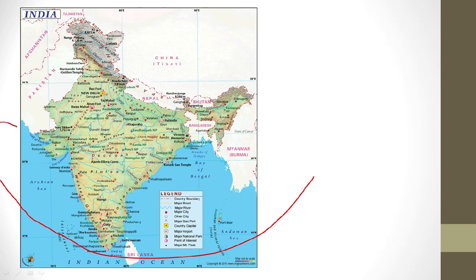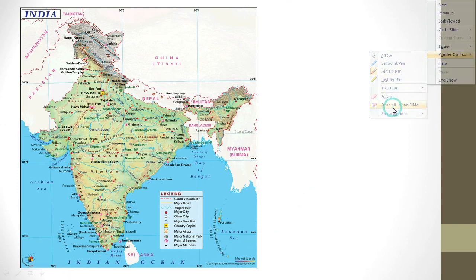certain countries are part of this Indian subcontinent: Bangladesh, Bhutan, Nepal, of course India, Pakistan, Sri Lanka, and down south here you will find another small island country known as Maldives. So these are the countries which are part of the Indian subcontinent.